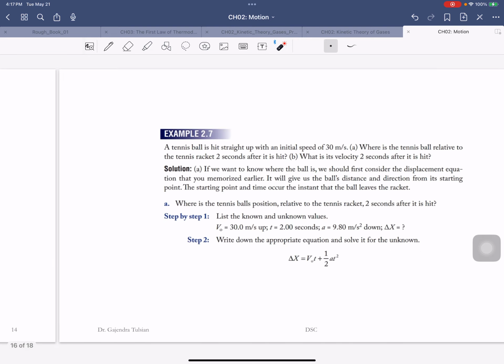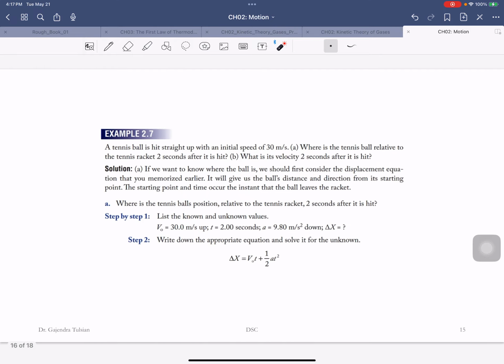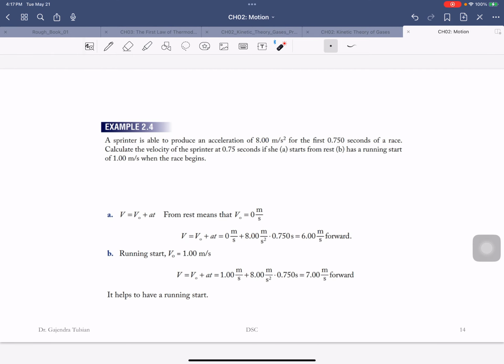All right, so we'll go over a couple of simple problems here that you need to be familiar with. On the test there are similar problems, so you just have to follow this procedure. What this problem says is a sprinter is able to produce an acceleration of 8 meters per second squared for the first 0.75 seconds of a race. Calculate the velocity of the sprinter at 0.75 seconds. So here is the equation you'll use. Final velocity is initial velocity plus acceleration times time.